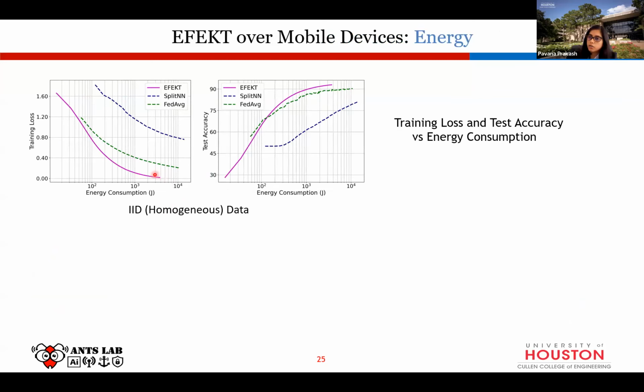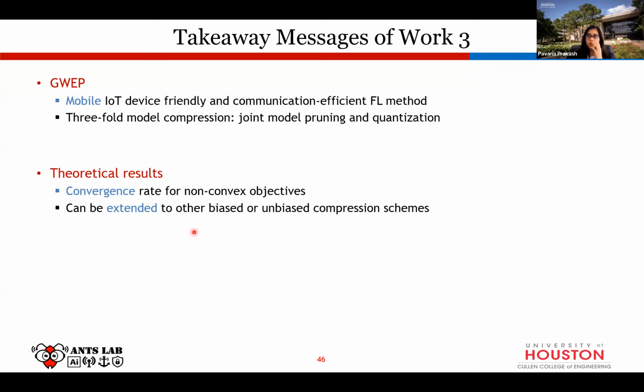So the takeaway messages of this work are like this. We did a threefold compression of joint model training and quantization, and showed theoretically that this has convergence, and in the paper we also show that this can be extended to any biased and unbiased compression schemes. Both theoretically and through experiments, we've shown that you don't necessarily have to stick to stochastic quantization or deterministic quantization; you can use one method over the other. You can even use sparsification. We show that any of those methods can still be fit into this algorithm and this algorithm will still work.